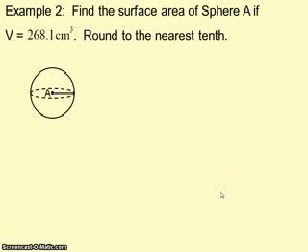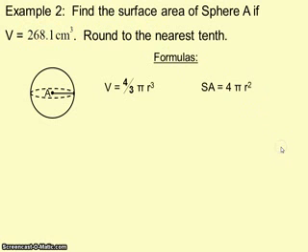In example 2, this one's going to be a little different. On this one, we're asked to find the surface area of the sphere when we're given the volume. Well, in order to use the formulas, we're going to need to know the radius in order to find the surface area. And we know the volume, so if we plug that in to where the V is, solve for R, then we can use the R over here to find the surface area.